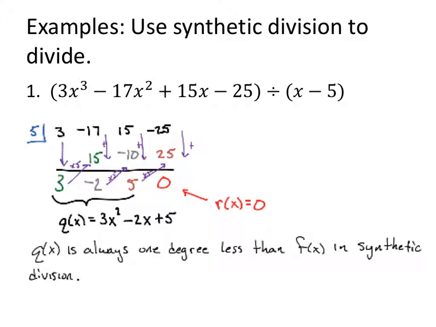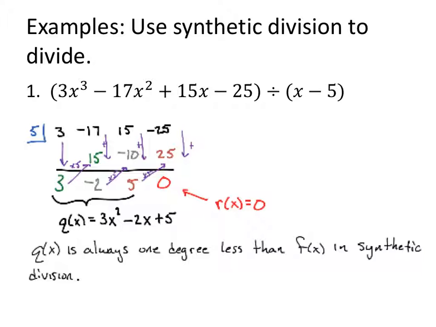All right, so the first number drops down. 3 just comes down. Now I multiply to go up and over. 3 times 5 is 15, and then I add straight down. Negative 17 and 15 is negative 2. Multiply by 5 to go up and over. Add straight down. 15 and negative 10 is 5. Multiply to go up and over. 5 times 5 is 25. Add straight down. And yes, another remainder of 0.